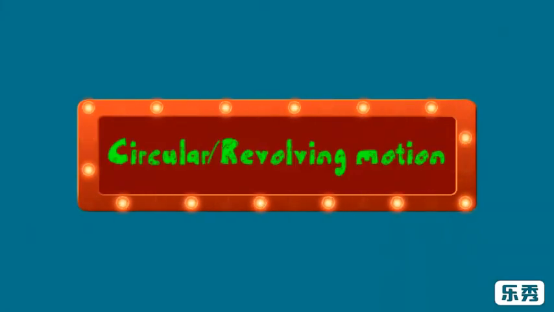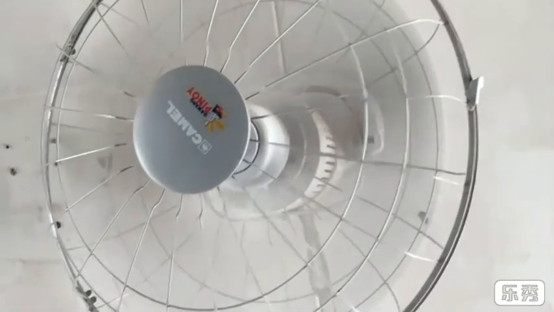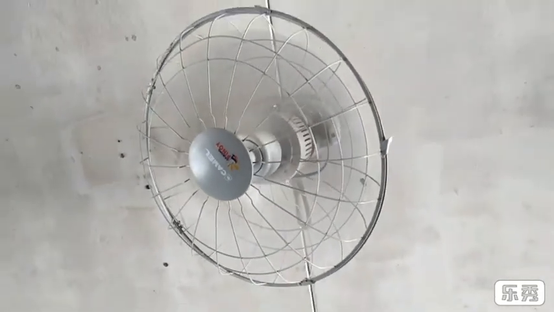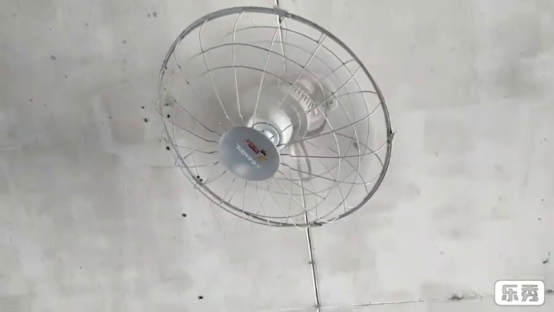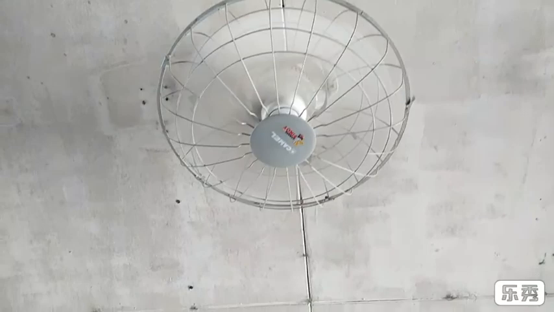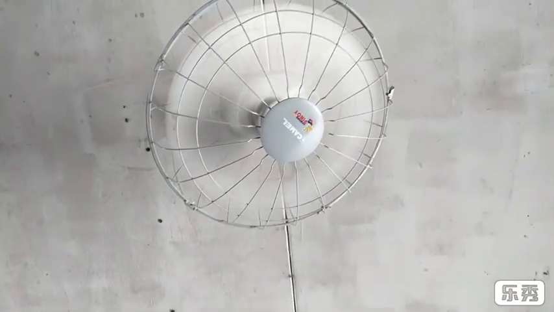Circular or revolving motion. A body is said to be in circular motion when it is moving in circles, like a ceiling fan's blade rotating around a hub.